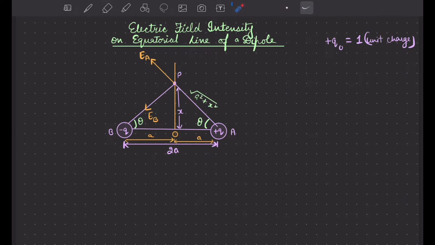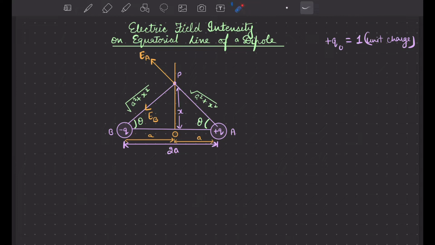Similarly, if we check this distance, this is the perpendicular distance x, this is the base distance a, and here we have an angle of 90 degrees. So in order to find the hypotenuse, we can apply the Pythagoras theorem, and we will get the distance between P and B as the square root of a square plus x square. Hence these two distances are the same, that is AP is equal to BP. So now we need to further explore this diagram.